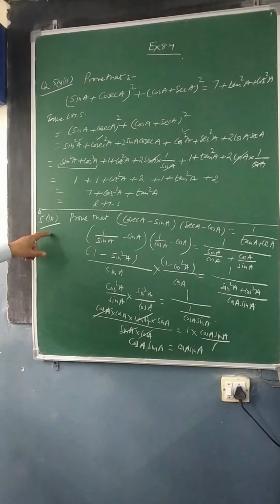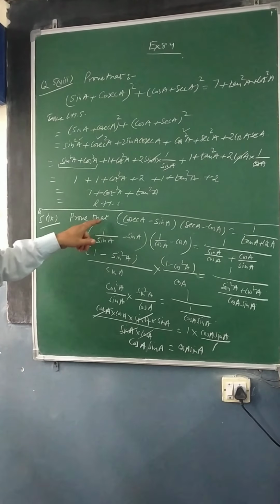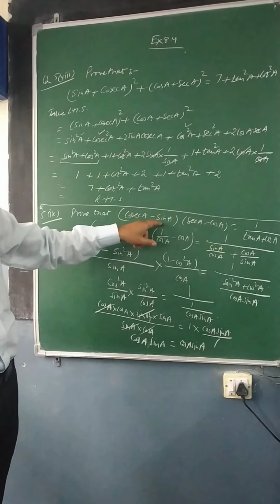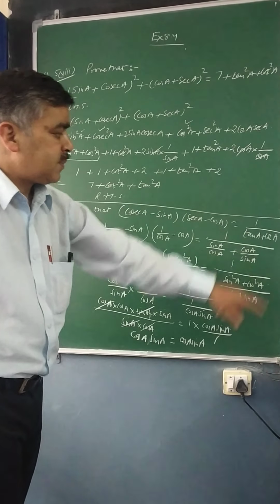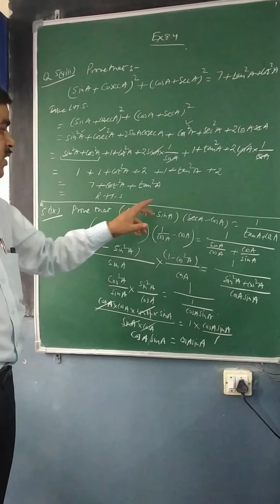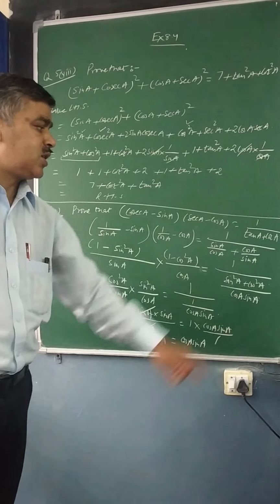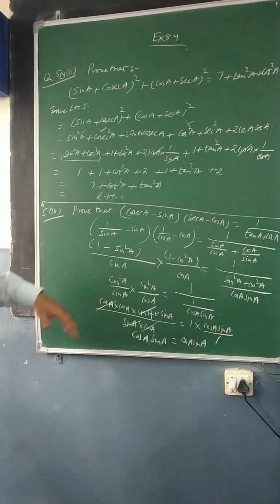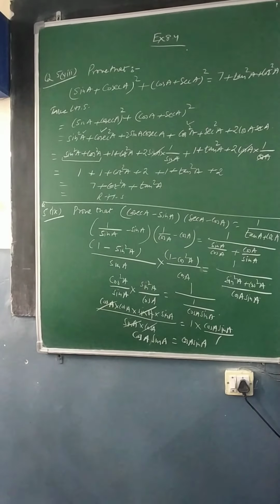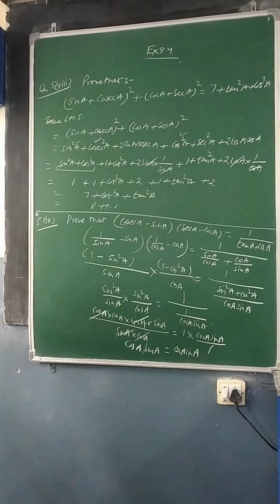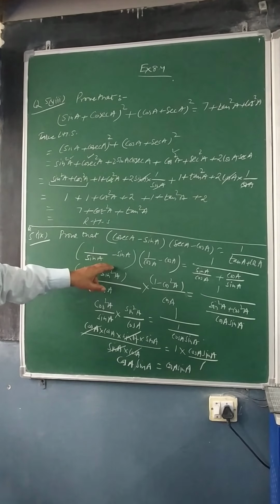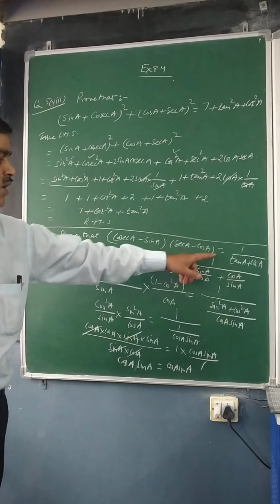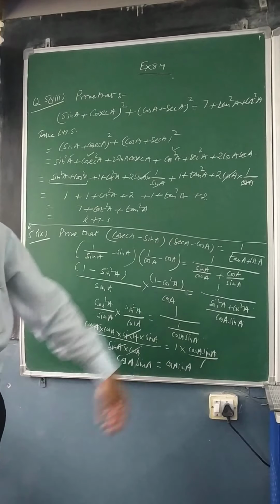Then let us see the 9th part. Here it is, prove that (cosec A minus sin A)(sec A minus cos A) is equal to 1 upon tangent A plus cot A. So here it is cosec, sec, tangent, cotangent. So I started this question by simultaneously solving by taking both the sides. Why? Because it is easy to convert cosec in terms of sin, secant in terms of cos, then tangent and cotangent also in terms of sin and cos.